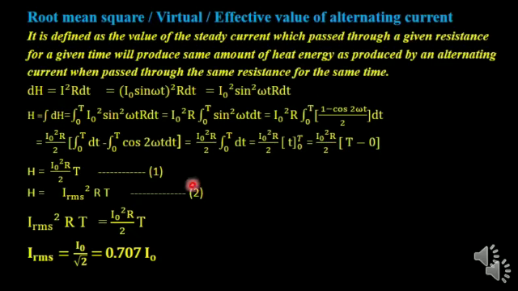But heat produced in terms of RMS value, H equals I RMS square R T. After comparing equation number 1 and 2, we get I RMS square R T equals I0 square R T divided by 2. After solving it, I RMS equals I0 divided by root 2 equals 0.707 I0.